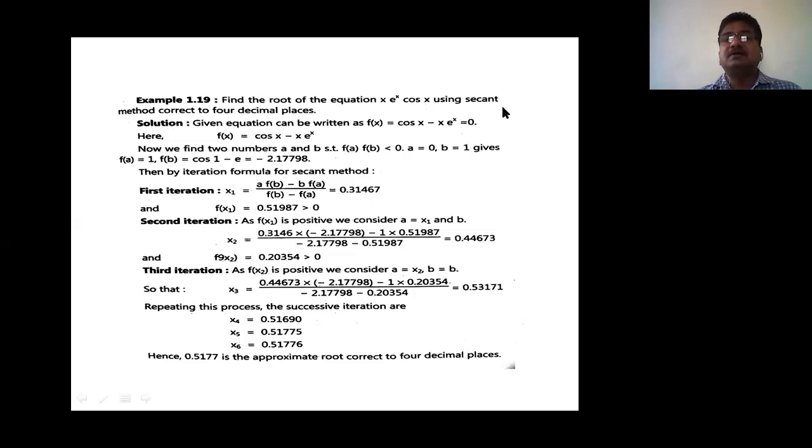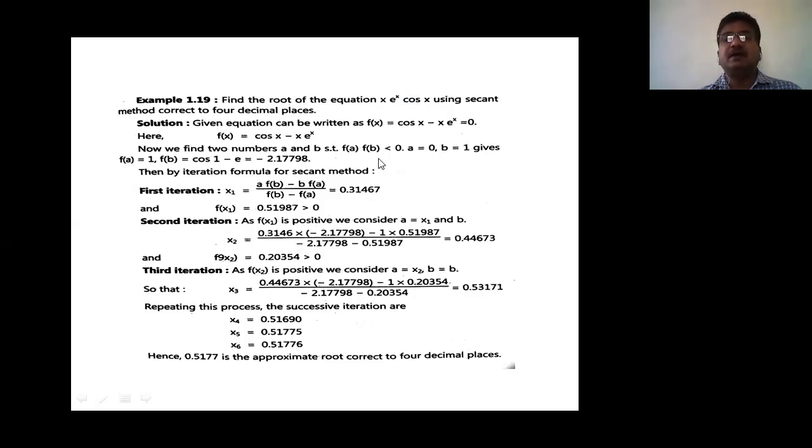Similar problem by using the second method. This is another name for the Regula-Falsi method or false position method, also called the second method. Again, f(x) is the equation: x e raised to x is equal to cos x, and that is x e raised to x minus cos x is f(x), or cos x minus x e raised to x.